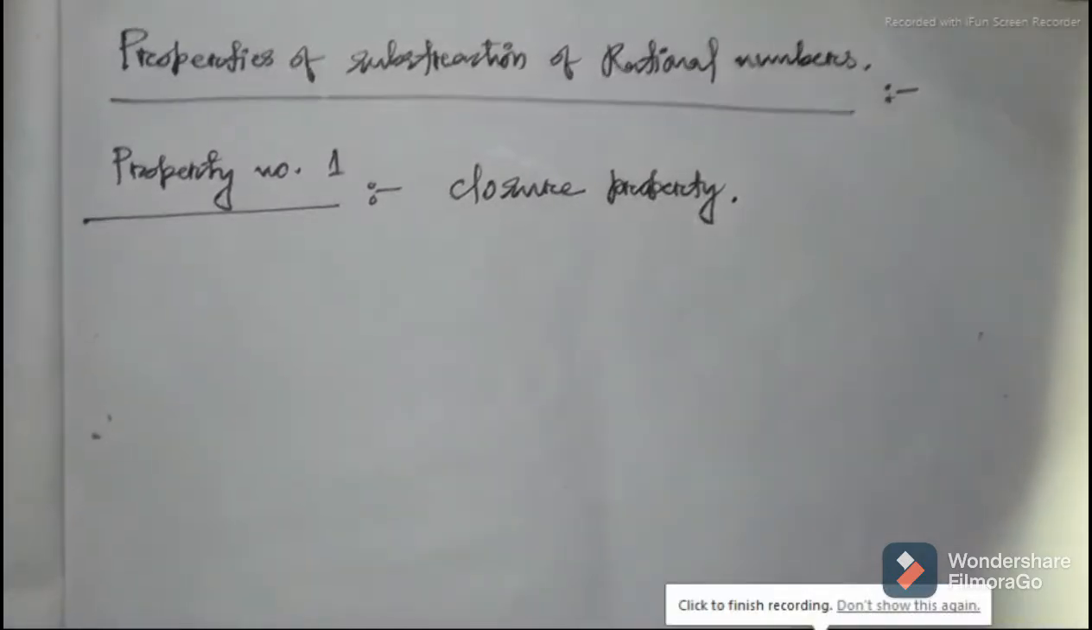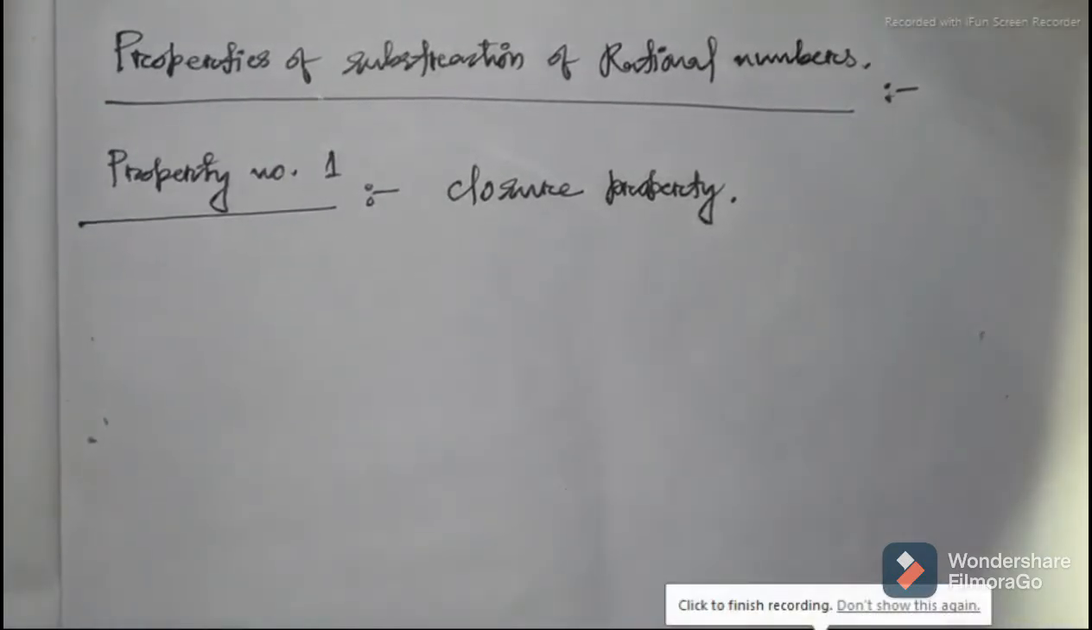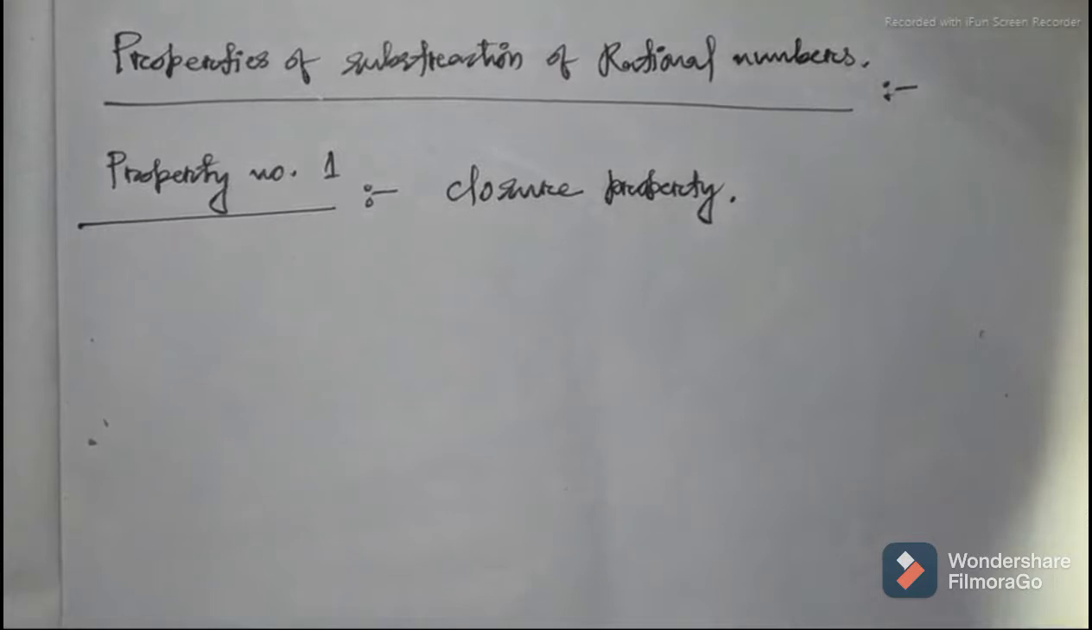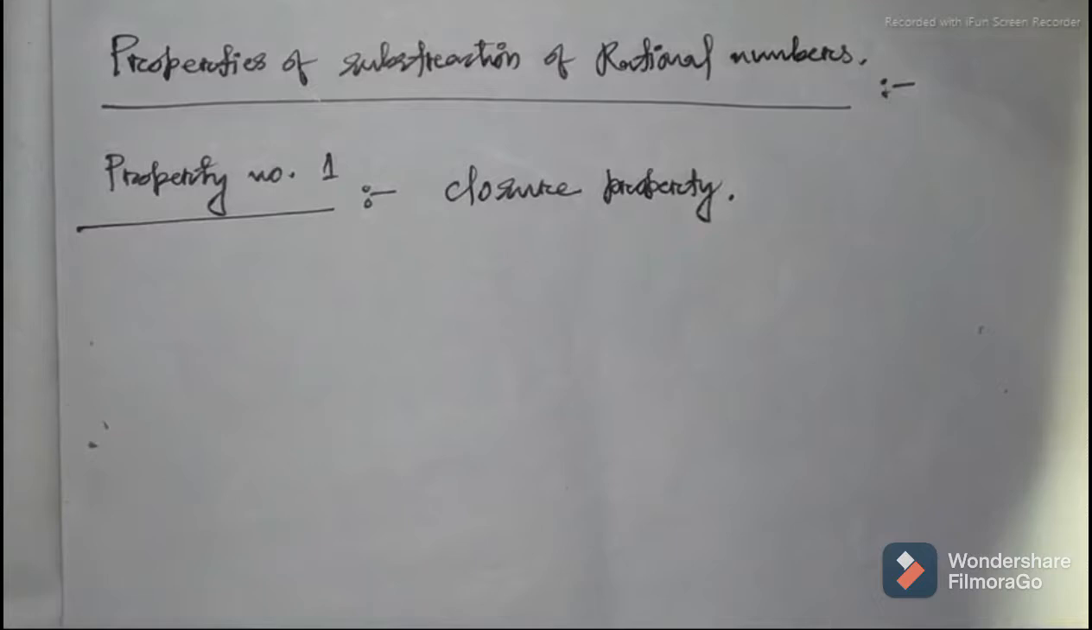So in the previous class we were studying the properties of rational numbers. We have studied the properties of addition. Now we shall study the properties of subtraction. The first property is the closure property.